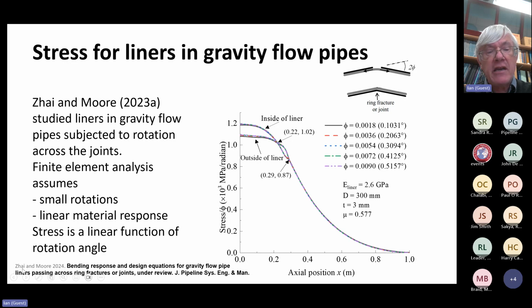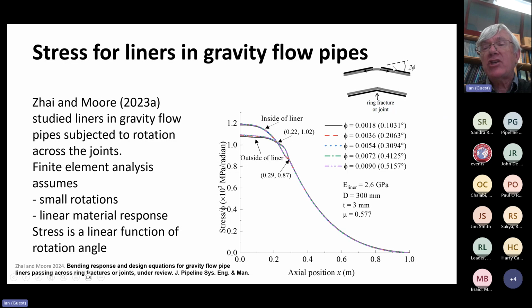Some of the work that I've done on CIPP liners is from a former student, Kiji Chai. This is one of the papers that we've produced that's currently under review. Basically, what he did was he looked at this scenario here. In this case, we're seeing that the joint opening is at the top of the pipe.